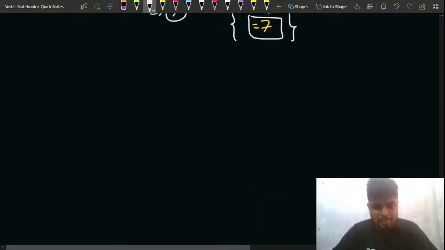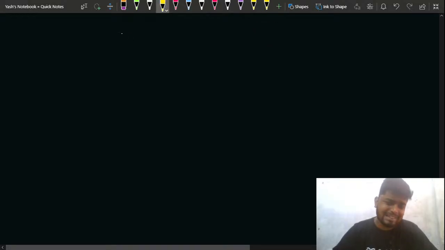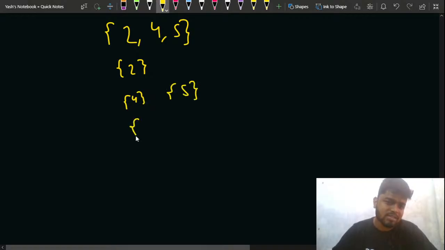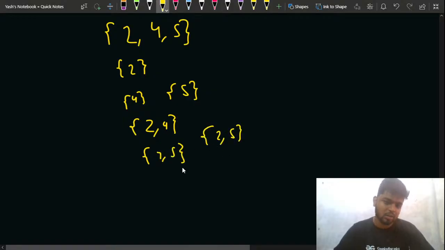So now let me move to the next case, which is pretty important for all of us. Also, one more thing, how do you find the subsets? Let's say you had 2, 4 and 5. What will the subsets look like? One subset can be 2 itself, one can be 4, one can be 5, one can be 2 comma 4, one can be 4 comma 5, one can be 2 comma 5, and one subset can be 2, 4 and 5 itself.